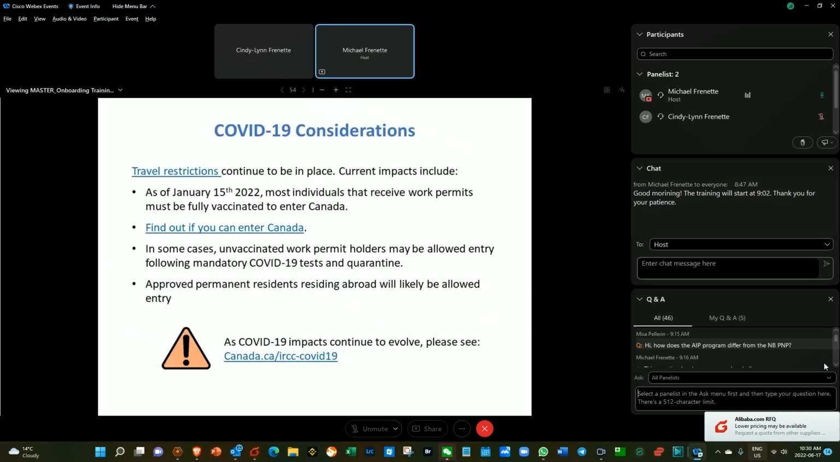So first, just as a reminder, obviously most of the travel restrictions have been lifted. There's still some in place, so it is important to take that into consideration. If you're intending on bringing someone from overseas, make sure that they meet the requirements to enter the country and any travel restrictions. So always a good idea to verify the canada.ca/IRCC-COVID-19 website.